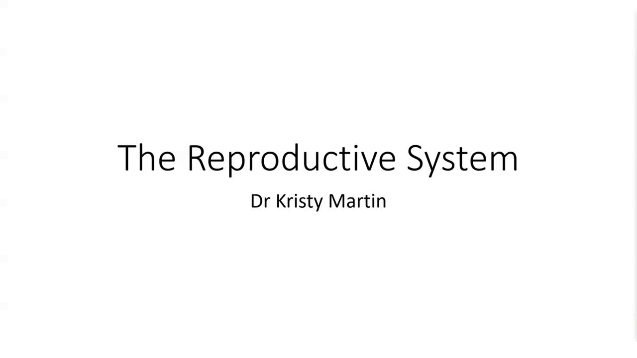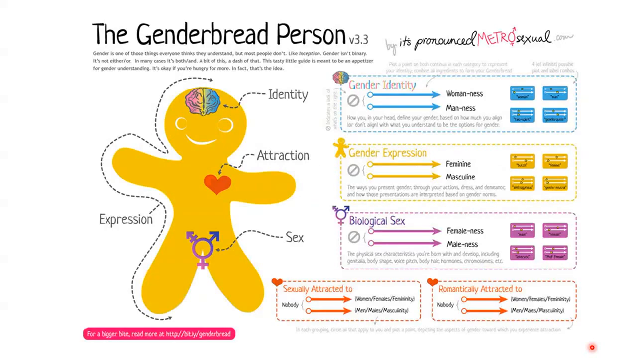The final organ system that we're covering in systemic anatomy and physiology is the reproductive system. For the reproductive system, I'm breaking the lectures and the labs down into male reproduction and female reproduction. But before we get started, I just wanted to show you this image.